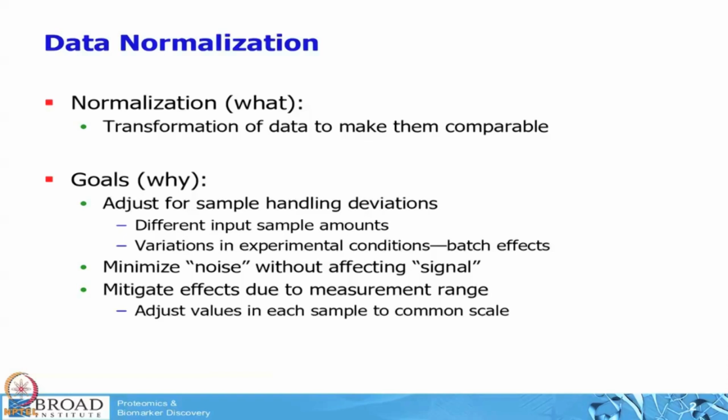So, what do you hope to accomplish by doing it? You can adjust for sample handling deviation. So, in one sample, when you pipetted, you got slightly more, and in the other one you got slightly less, or the temperature on one day was different from another, and so you got something that was slightly different. Those kinds of slight sample to sample differences can be taken care of.